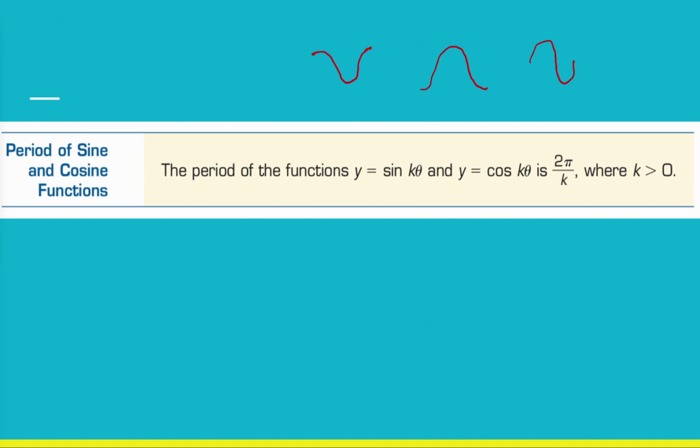So the period, if we have sine theta or sine k theta or cosine k theta, the period is 2 pi over k.